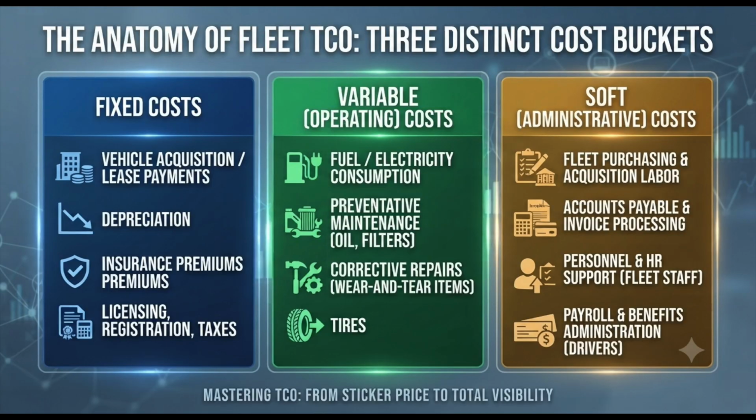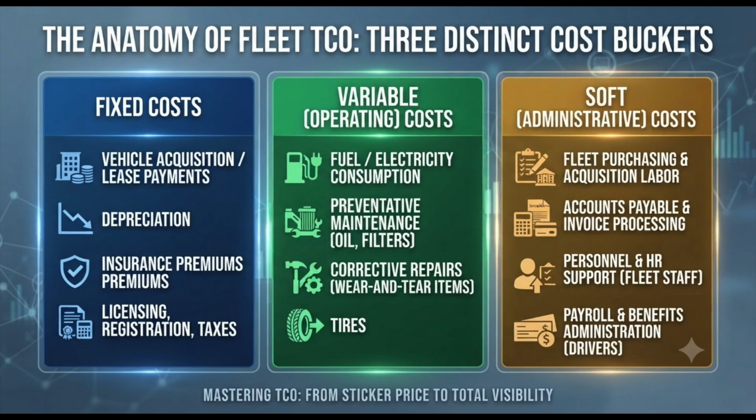When most people think of vehicle costs, they look at the monthly payment. That's dangerous. Total cost of ownership captures every single dollar a vehicle consumes from the day it's acquired to the day it's sold off at auction. To make sense of it, we break TCO down into three distinct buckets: fixed costs, variable costs, and soft costs.